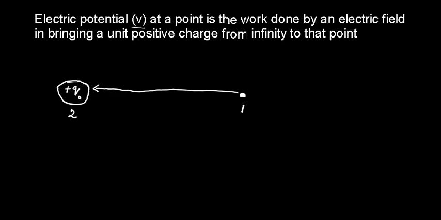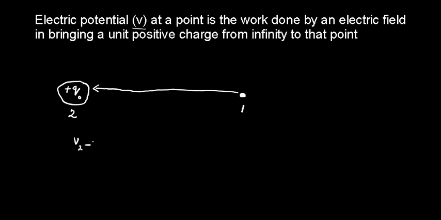Now, recall that the electric potential at 2 will be V2 minus V1, which is equal to the work done in bringing this test charge from position 1 to position 2, divided by the charge. I hope that is well understood.